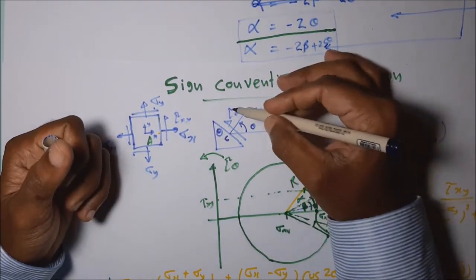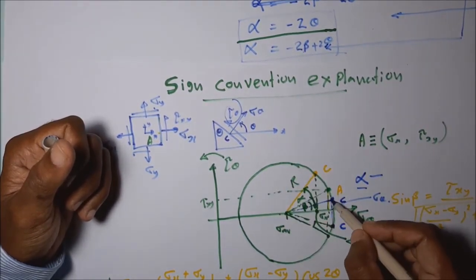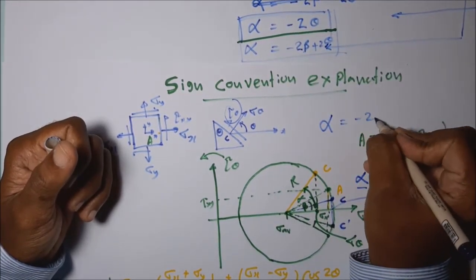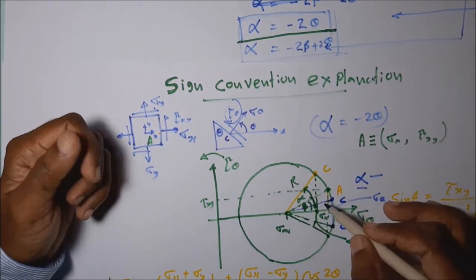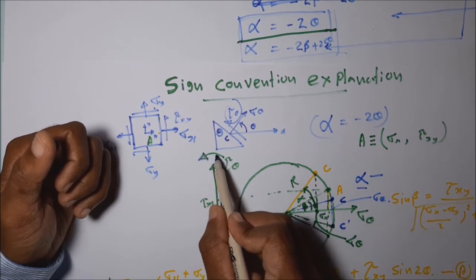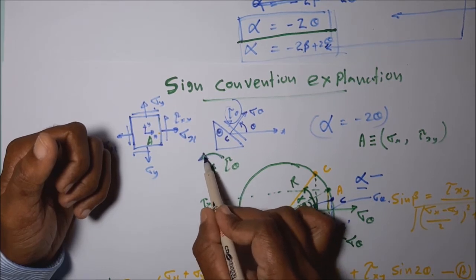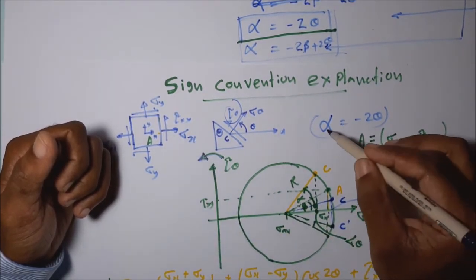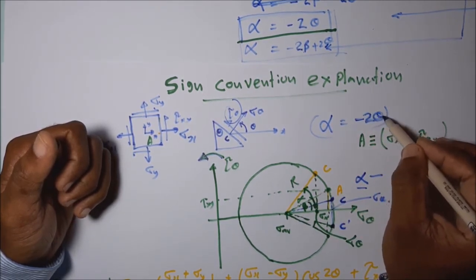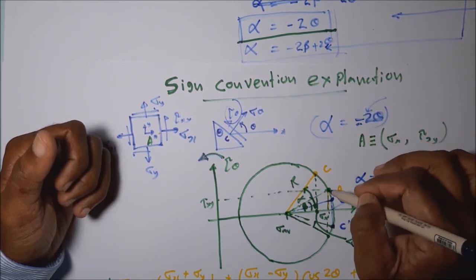Why? Here the tau theta should be a positive value. According to the sign convention, tau theta should be positive. So we can accept only alpha is equal to minus 2 theta. If we take the shearing stress as anti-clockwise positive when drawing this Mohr circle, we have to measure this alpha angle as negative 2 theta. You can see the angle is double and also negative.